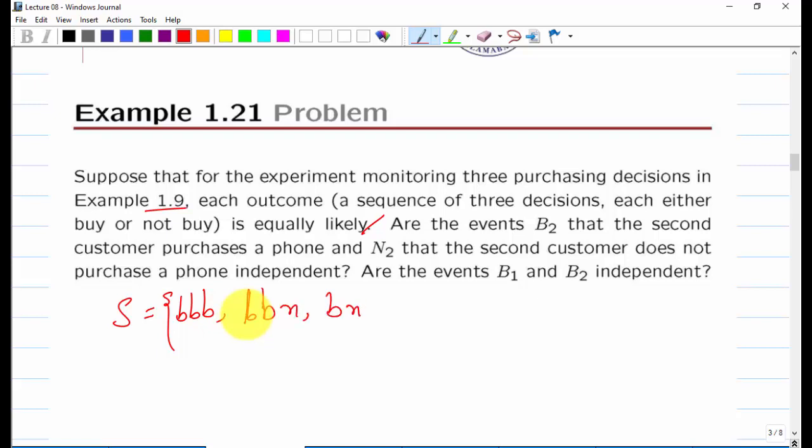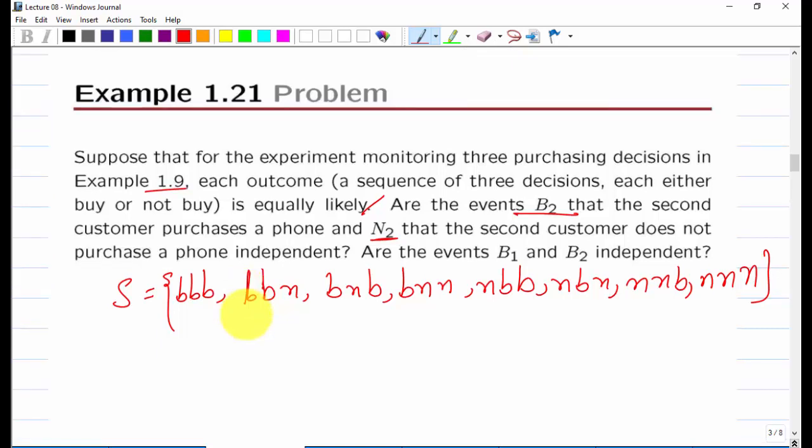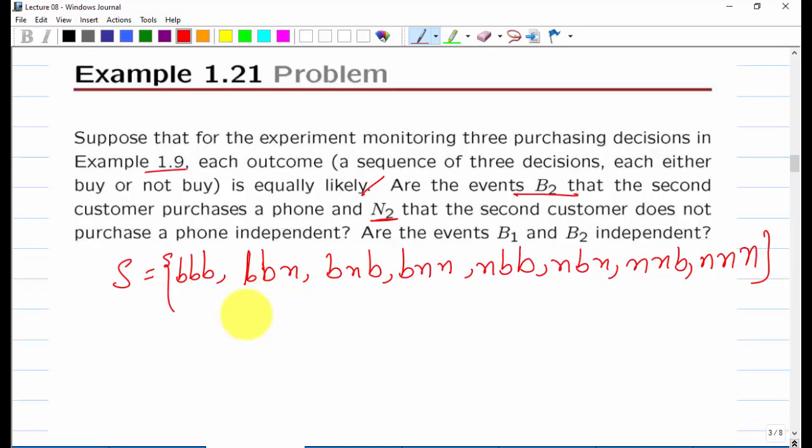So sample space will have these 8 elements: B B B, B B N, B N B, B N N, N B B, N B N, N N B, N N N. Now let's define events B2, that the second customer purchases a phone, and N2, that the second customer does not purchase a phone. Are they independent? And next it says, are the events B1 and B2 independent? So first we will define these events.